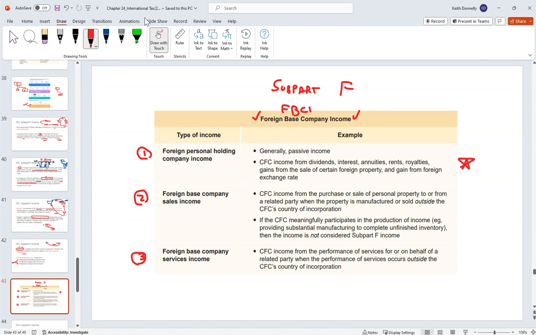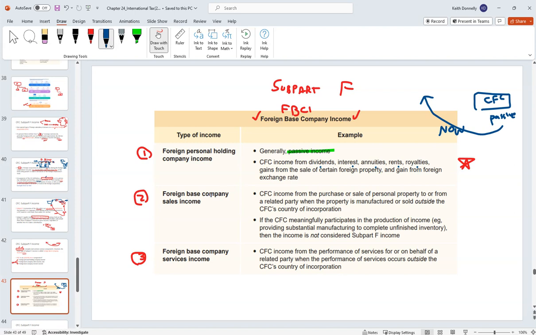Foreign personal holding company income, it's generally going to be passive income. In other words, if you have a CFC, so here's the CFC overseas, right? If this thing has income from dividends, interest, annuities, rent, royalties, gain, basically passive income, we're going to make it taxable now, right? That's generally when people think of subpart F income, they think about passive income. That's the most common.